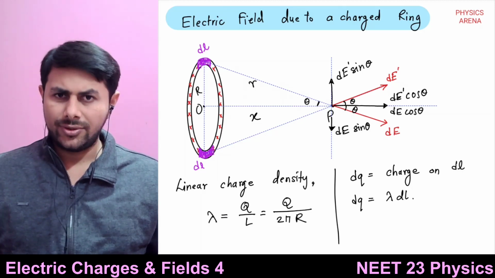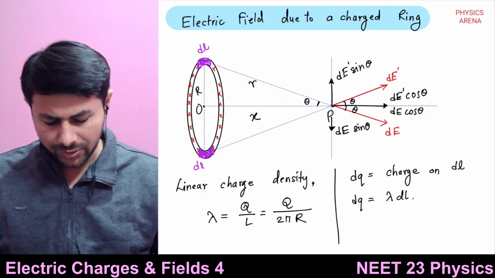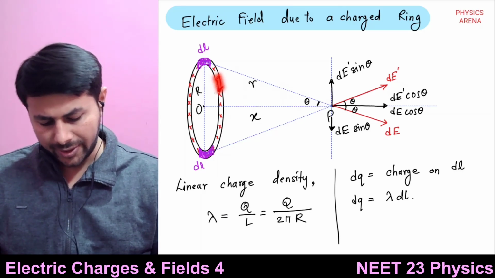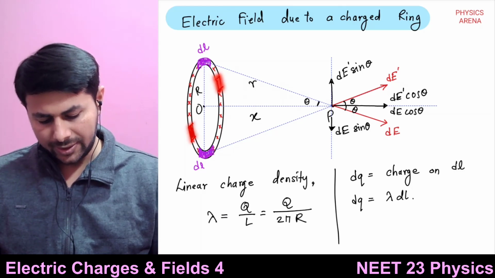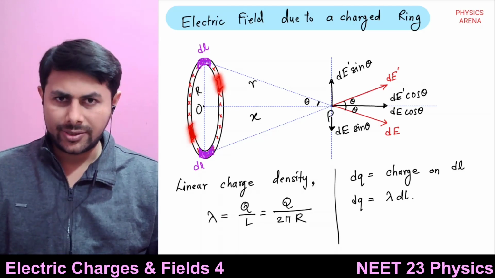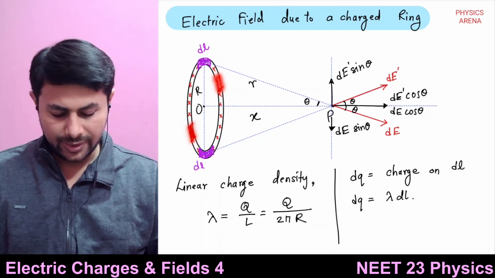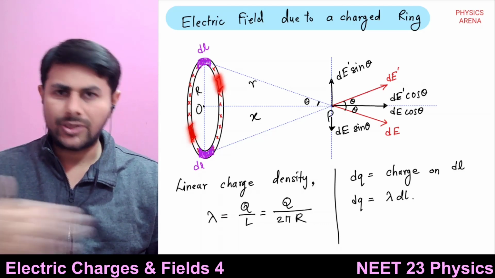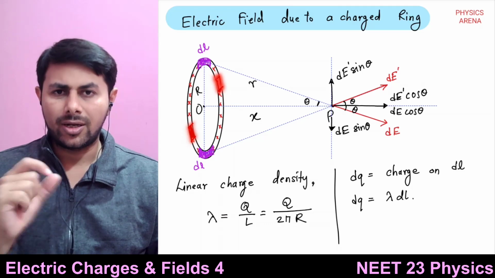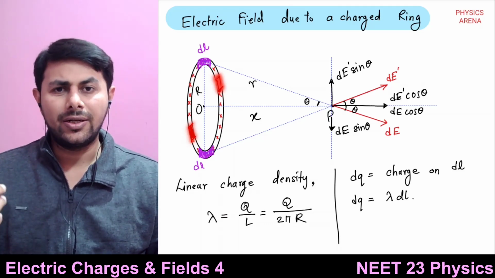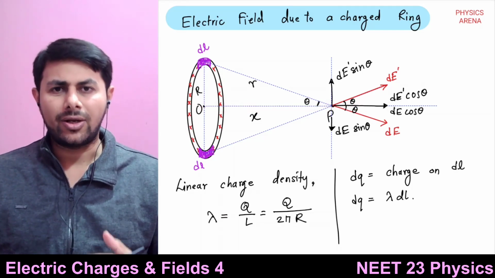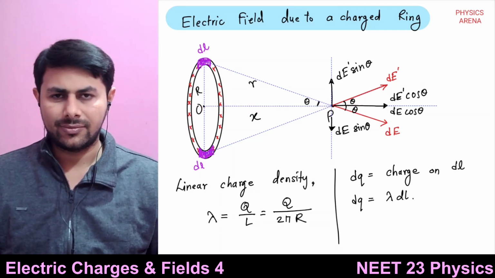Got it? So this you can do for any two length elements. If you consider a length element here, you will have a length element like this. They will produce their electric fields, and the horizontal component, or you can say the component along the axis, will get added up. Components perpendicular to the axis will get cancelled out. So the net electric field due to this ring is along the axis.